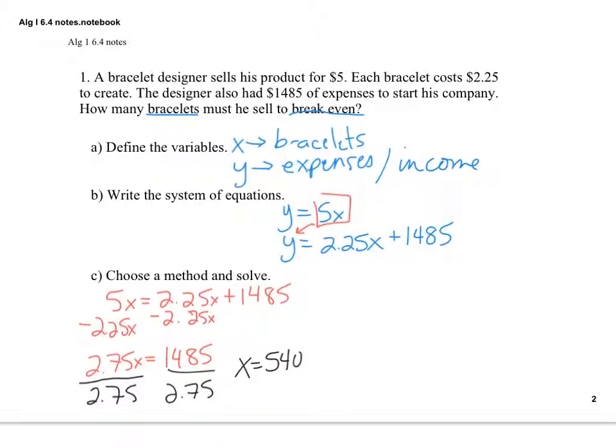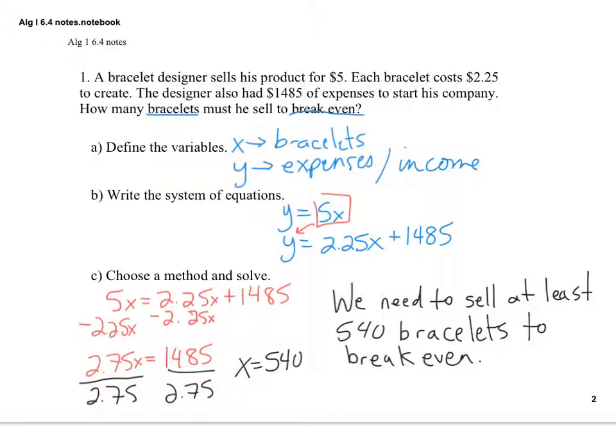Basically, x is our bracelets. So we've answered our problem on this particular one. We don't need to figure out how much expense or income would be. And actually, if we were to do that, we would end up with 0, because that would be our break-even point. So 540 is the amount of bracelets that we would need to sell to break even.